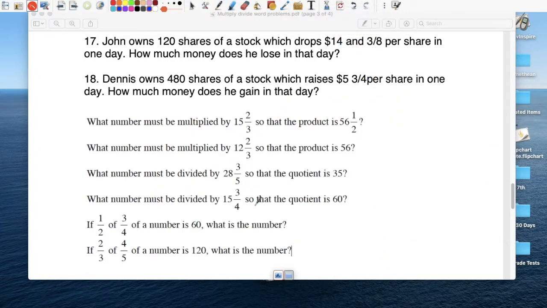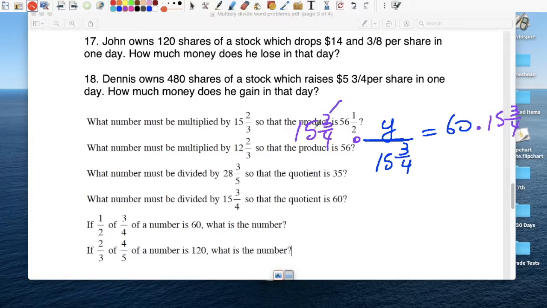So this one, again, I'm going to write it. Let me use y. Y divided by 15 and 3/4, a number divided by 15 and 3/4 equals 60. So let's isolate our variable y. To isolate that, I need to get rid of this bottom. So let's multiply both sides by 15 and 3/4.